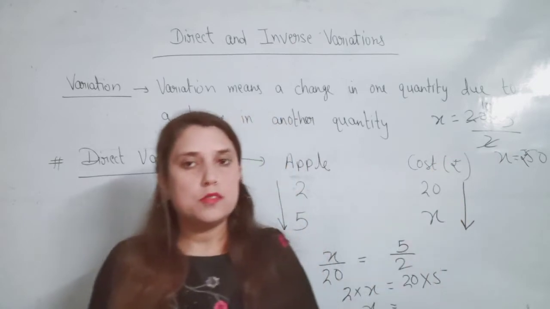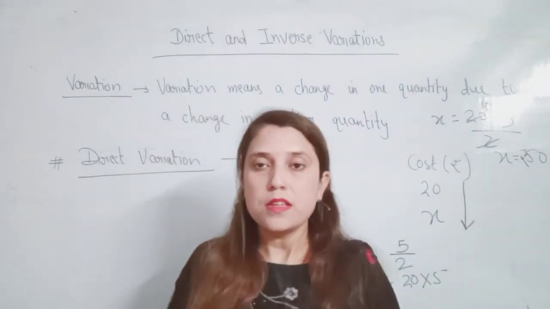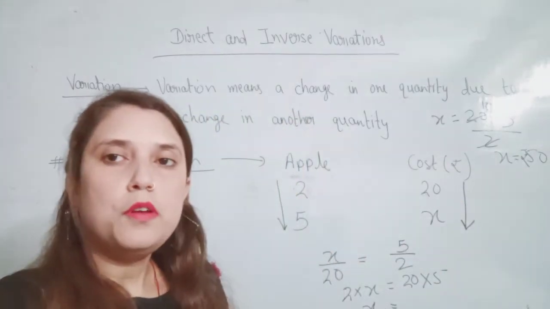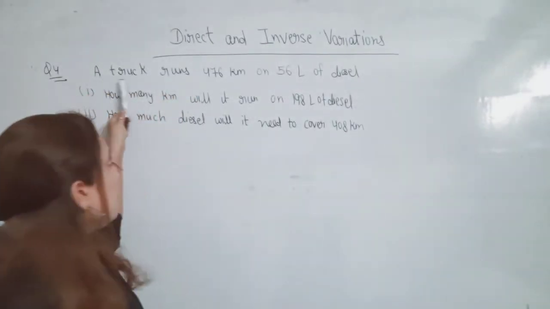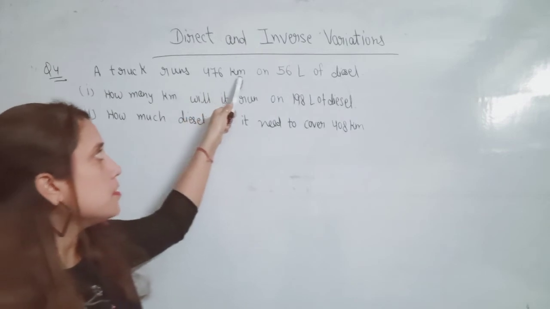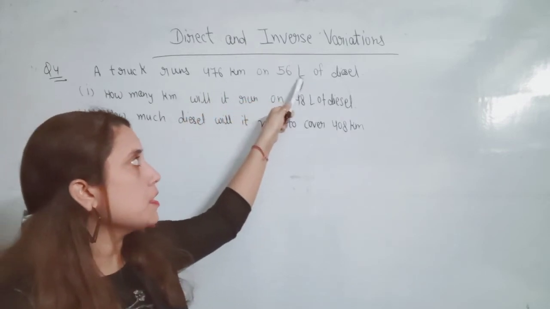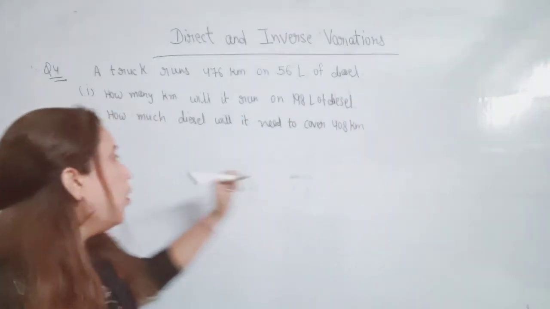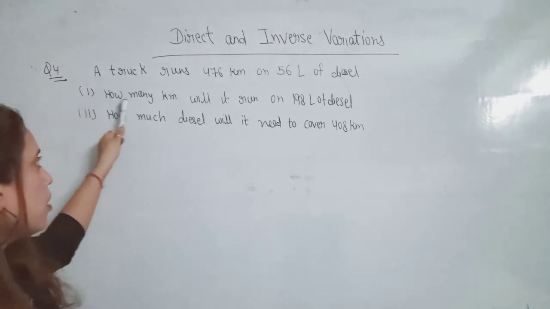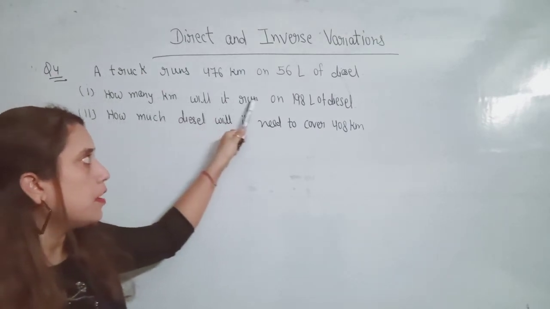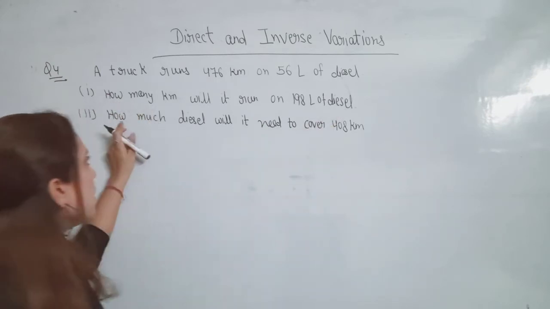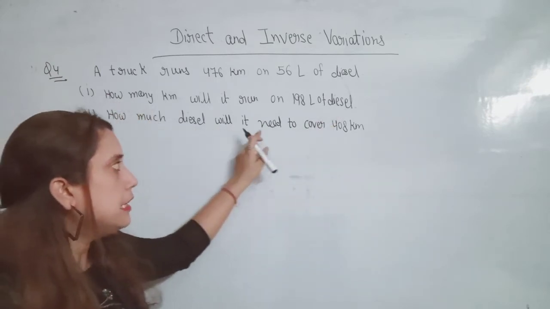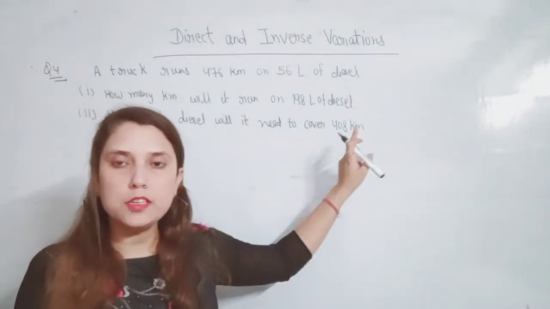Okay, so let's do some questions from the exercise. Question number 4 is: a truck runs 476 km on 56 liters of diesel. The first part is how many kilometers will it run on 198 liters of diesel, and the second part is how much diesel will it need to cover 408 kilometers.